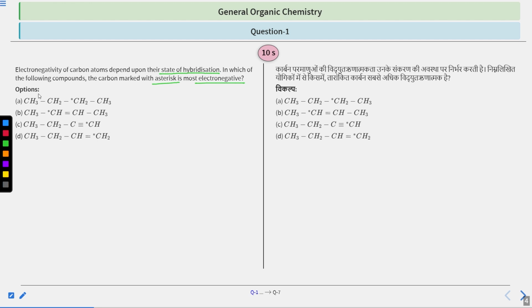Options are CH3, CH2 star, CH2, CH3; CH3 star, CH double bond, CH single bond, CH3; CH3, CH2, C triple bond star, CH; or CH3, CH2, CH double bond star, CH. You have 10 seconds to solve this question. After that, we will see the answer.